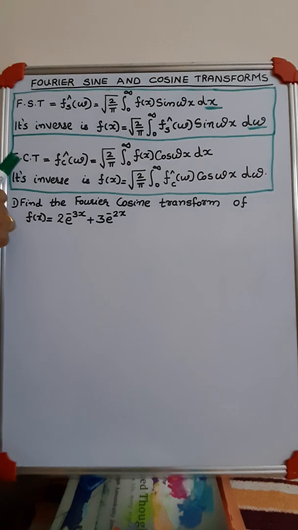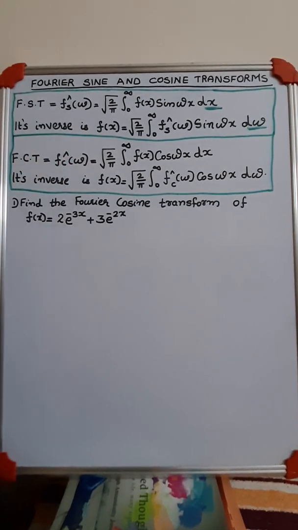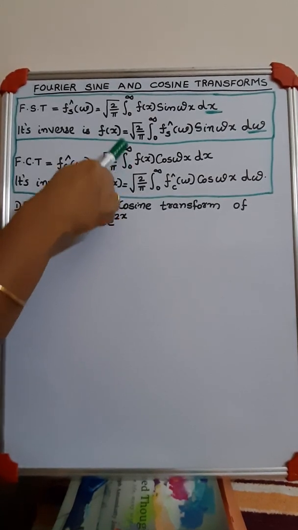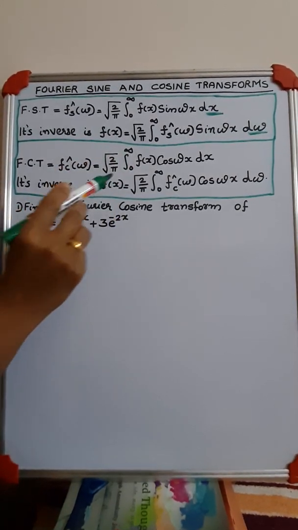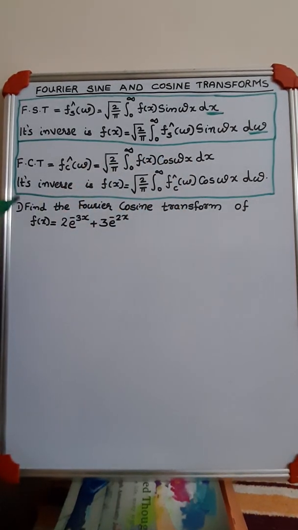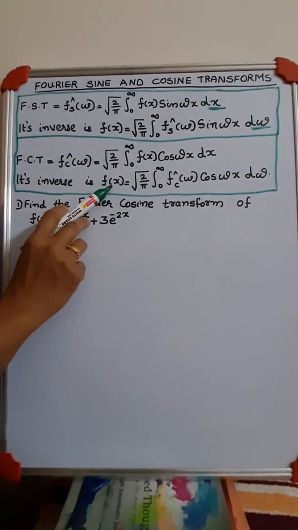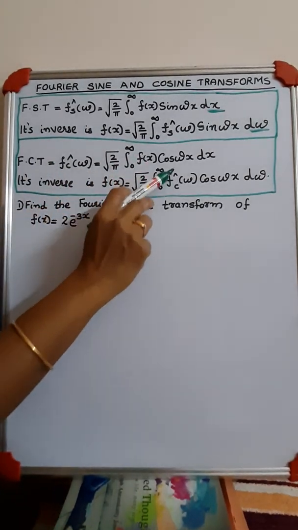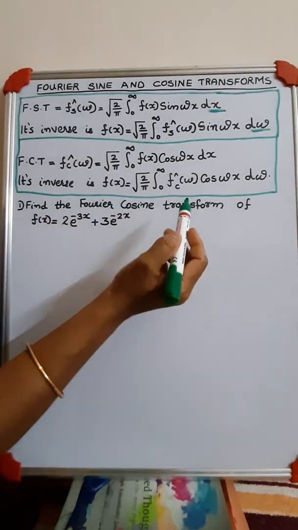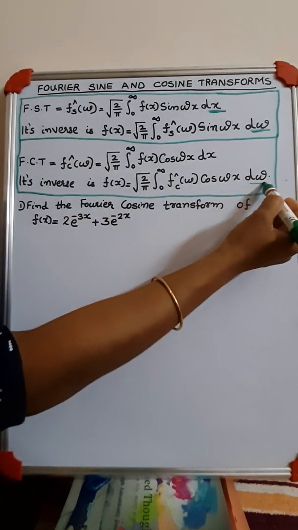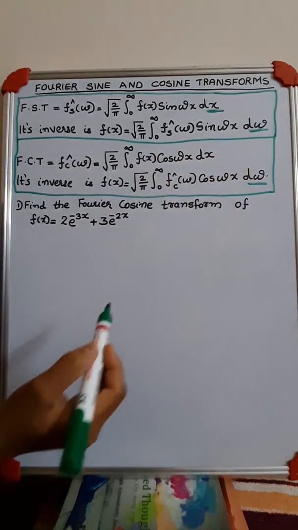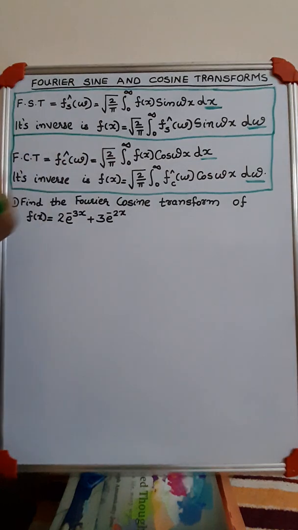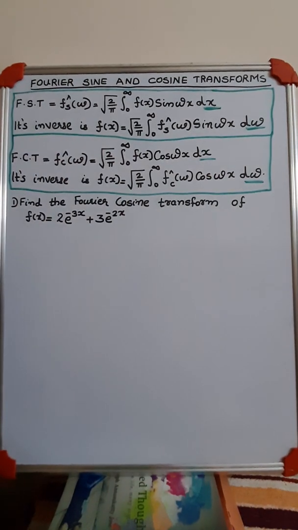Similarly, for the Fourier cosine transform, Fc cap of omega is the notation. C stands for cosine transform. It is root of 2 by pi integral 0 to infinity f of x cos omega x dx, and its inverse is f of x equal to root of 2 by pi integral 0 to infinity Fc cap of omega into cos omega x d omega. So in the inverse, omega is the integration variable, and in the transform, x is the integration variable. That is the main difference.